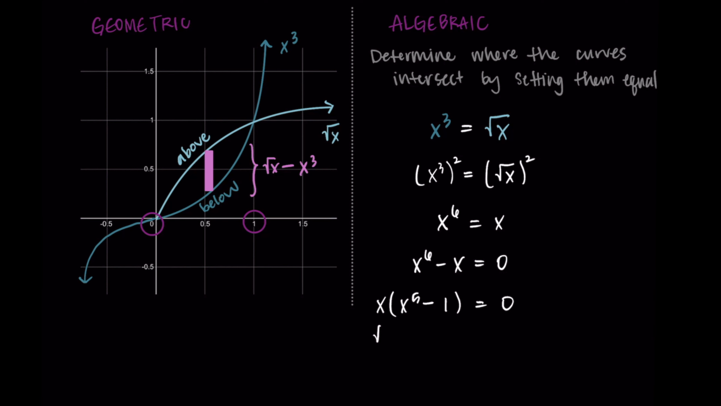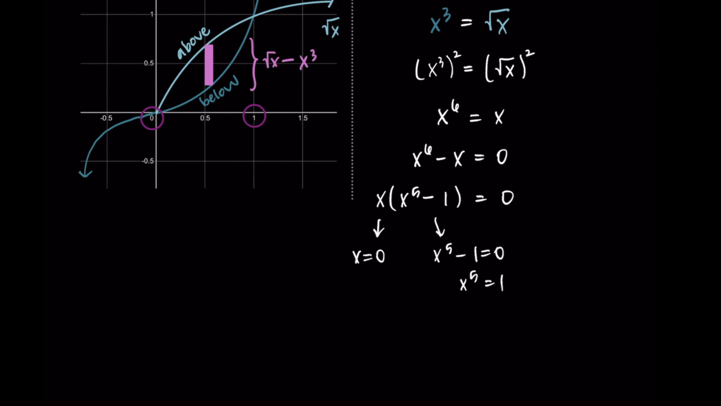And I can set both terms equal to 0, since if these are multiplied together and equal 0, one of them must be 0. So from the first term, I'm getting x equals 0, and from the second term, I'm getting x to the 5th minus 1 equals 0. I add 1 to the right-hand side, that's x to the 5th equals 1, and then that just is true when x equals 1. So these are now the bounds of my integral, from x equals 0 to x equals 1. These are the places where the curves intersect, and so I know that this is the area I'm looking for.